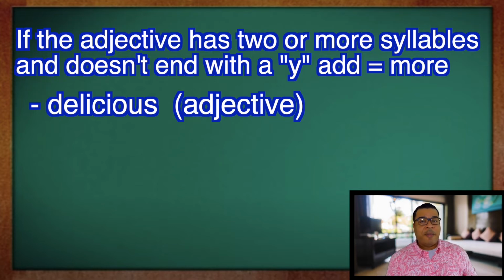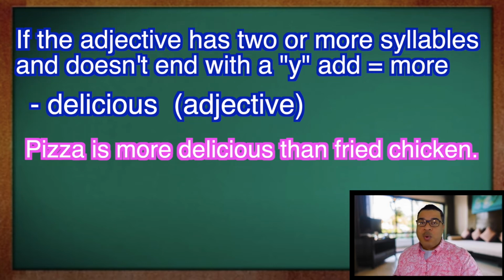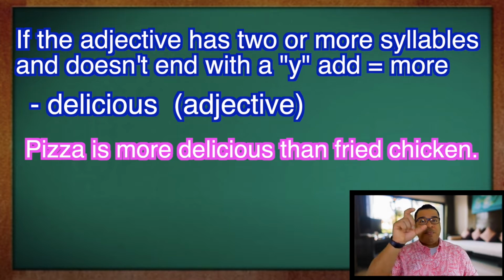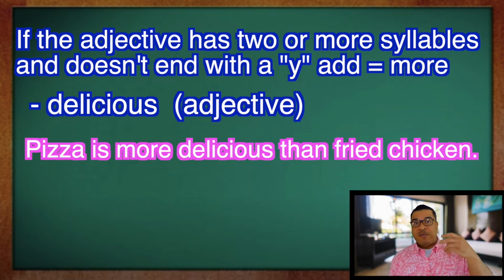Let's take a look at an example. Pizza is more delicious than fried chicken. So you see here, the adjective delicious does not change. You just put more in front. So if it's 2 syllables, or 3 syllables, or 5, or 10, or 20, or 100 syllables, it does not matter. If it's more than 2 syllables and does not end in a Y, you put more in front, and that adjective does not change. How are you guys doing? Okay, so those are the 3 steps to using comparatives.